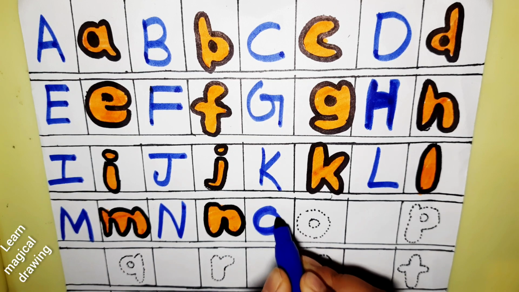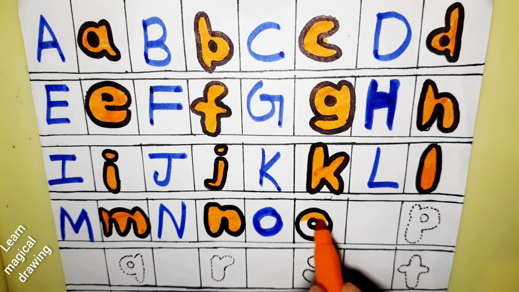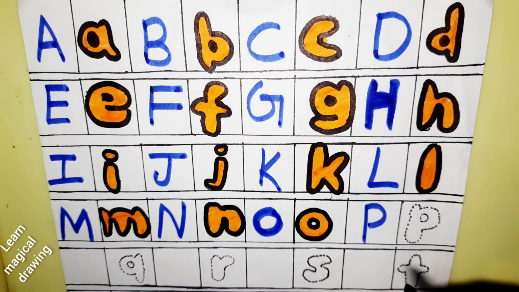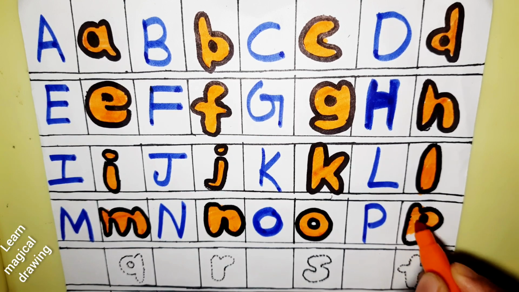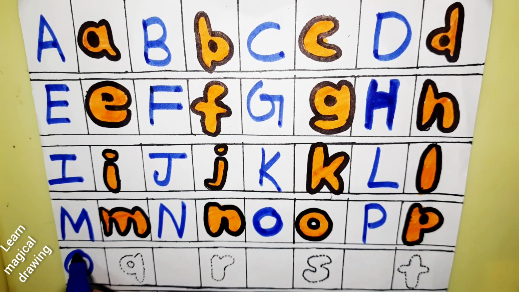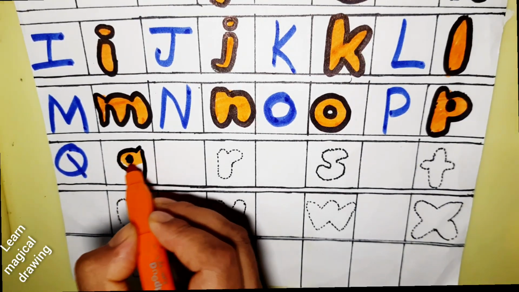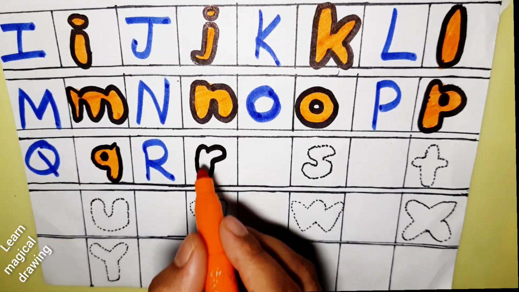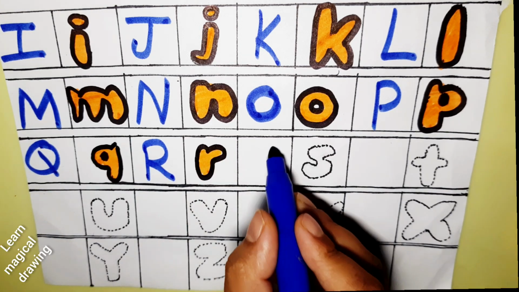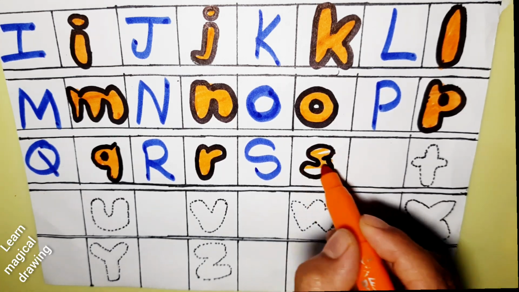O for octopus. O. P for parrot. P. Q for queen. Q. R for rose. R. S for snake. S.